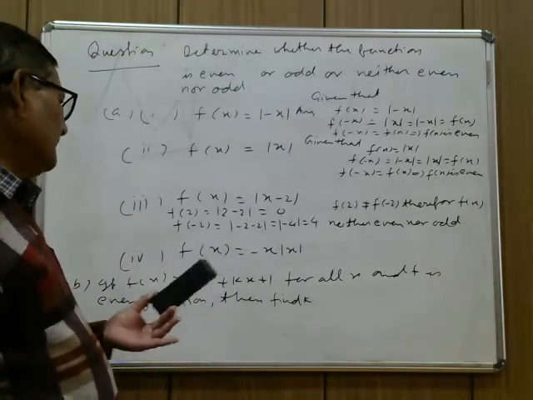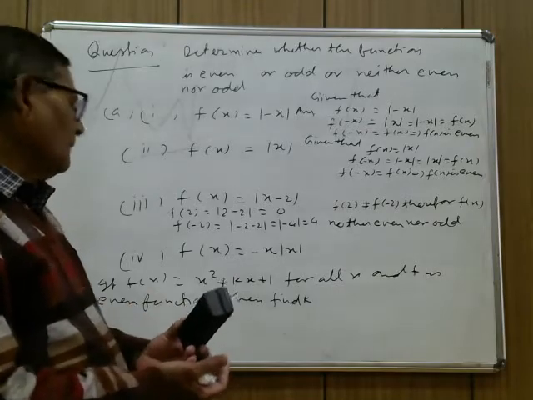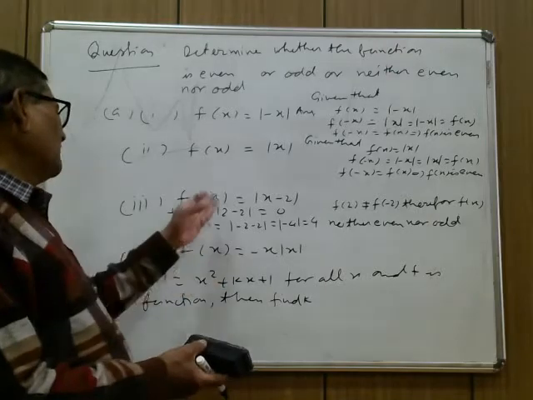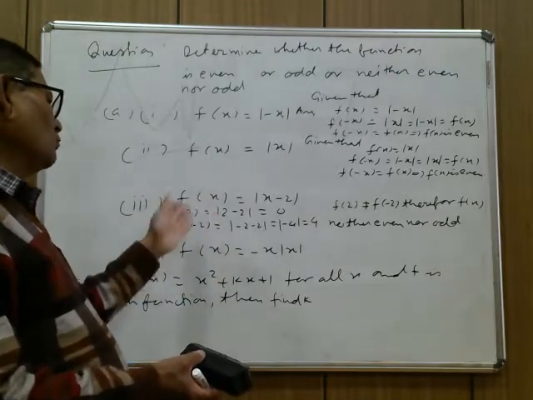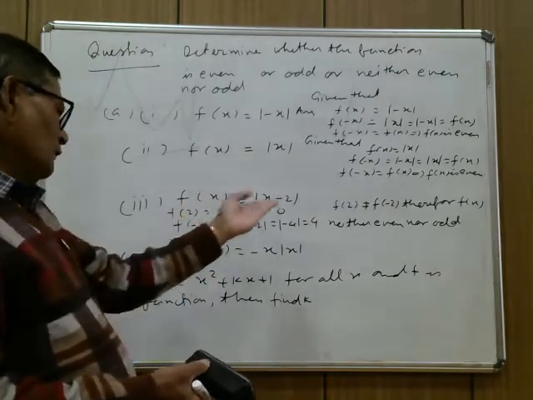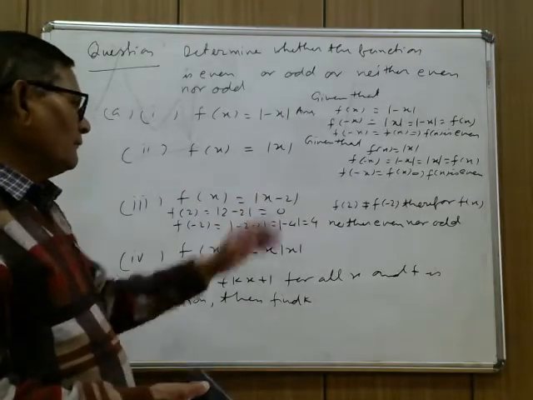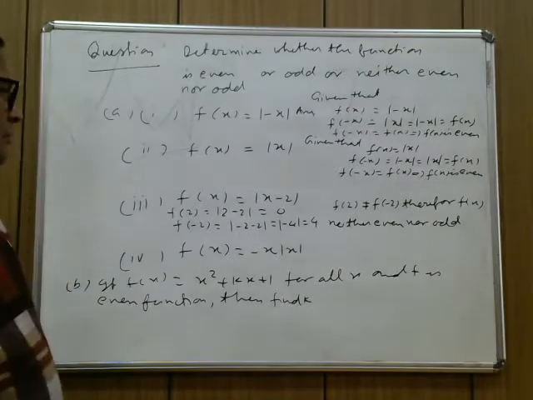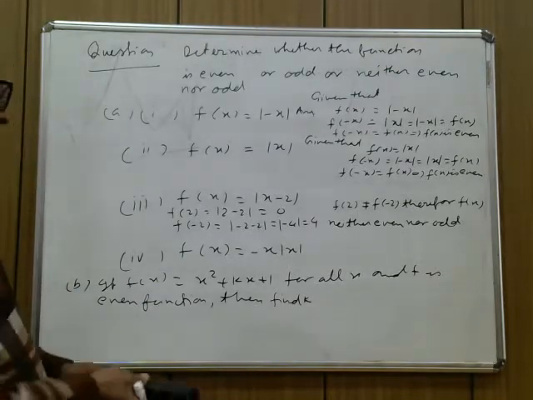We have taken two values of x for that, 2 and minus 2, positive and negative. To check for an even function, what you are doing? You are replacing the given variable x by minus x. So similarly you are replacing the value of x by 2 and minus 2. In one case you obtain 0, in another case you obtain 4, and f of 2 and f of minus 2 are not equal, therefore f(x) is neither even nor odd.